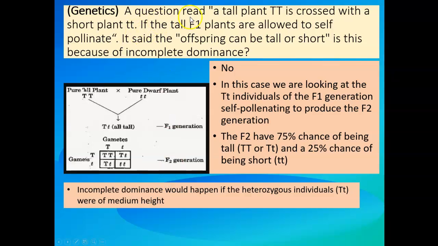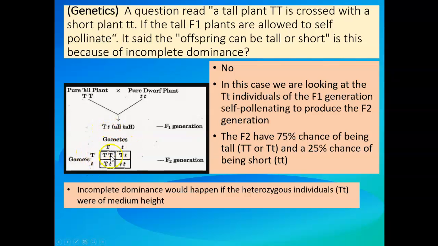Okay, next question is a tall plant, big T, is crossed with a short plant, little t. If the tall F1 plants are allowed to self-pollinate, so the offspring. So in this case, is this incomplete dominance? So the F1 plants would be the offspring, right? So the tall plant, big T, is crossed with a short plant, little t. All of their offspring here get one big T and one little t, so they're all tall, but they're also all heterozygous.